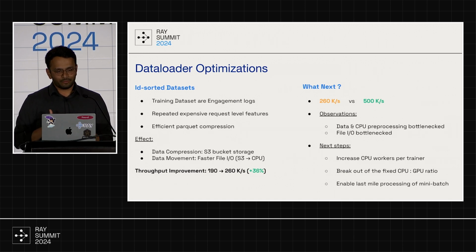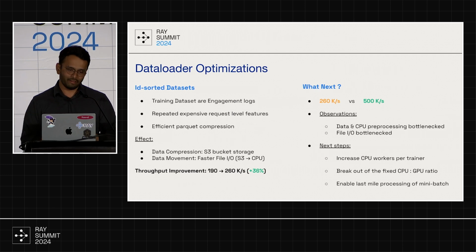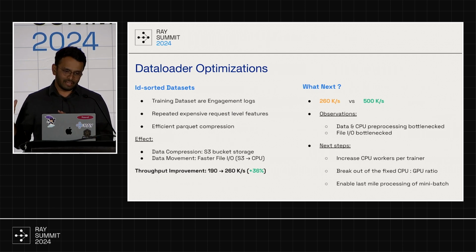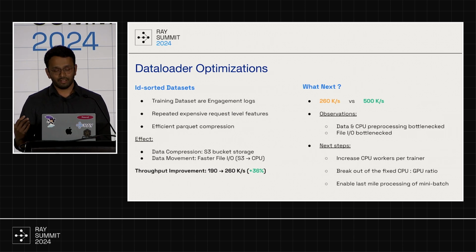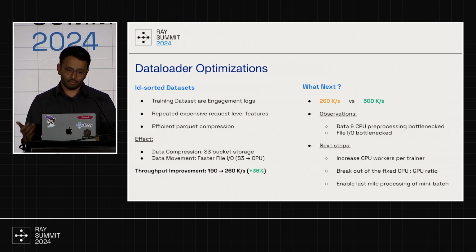But here is where we kind of hit a wall, where we knew that we are at about 260,000 examples per second. But based on the benchmarking that we did, we know that the headroom is about 500,000 examples per second. So there is abundant headroom that we can still leverage. And the observations that we had were that we were still very data and CPU pre-processing bound. And we were to a large extent also file I/O bound.